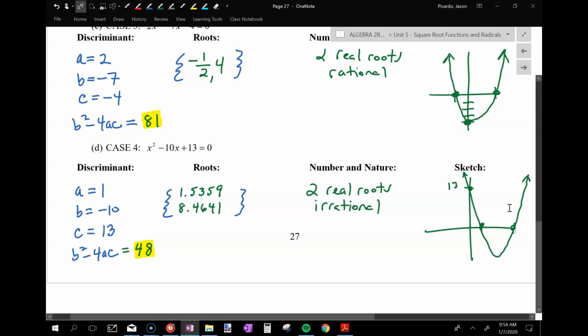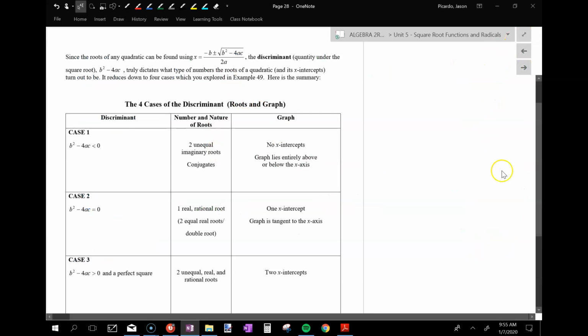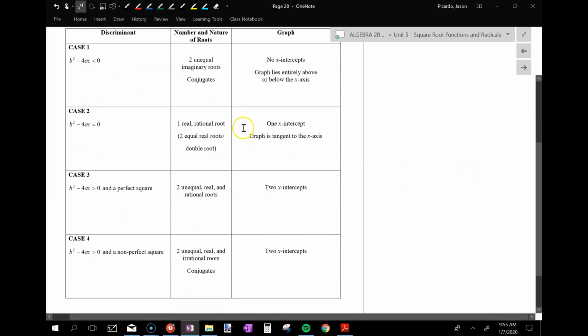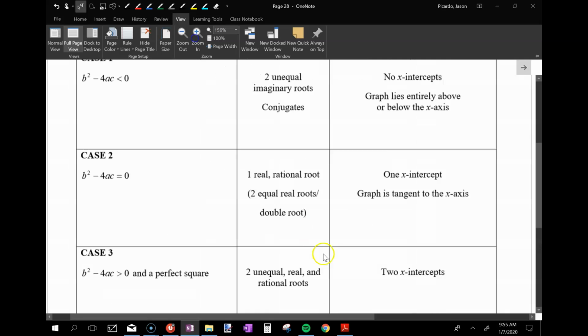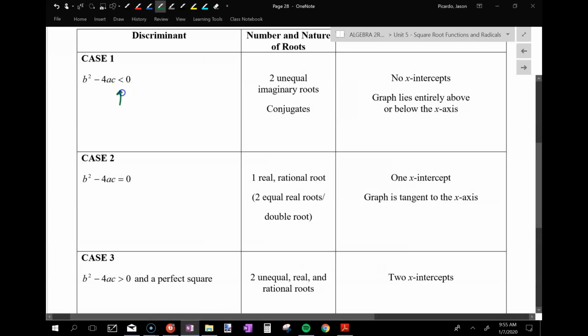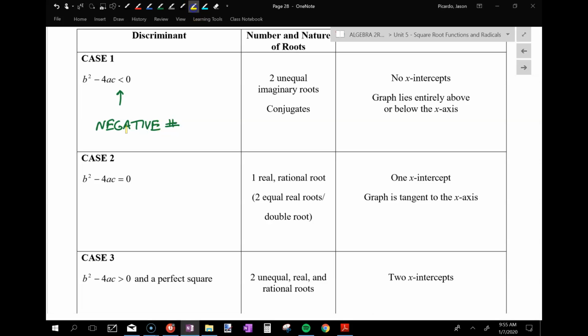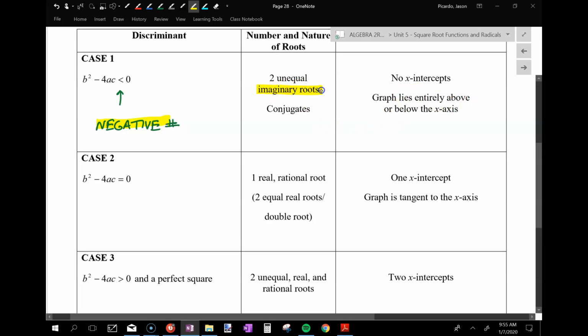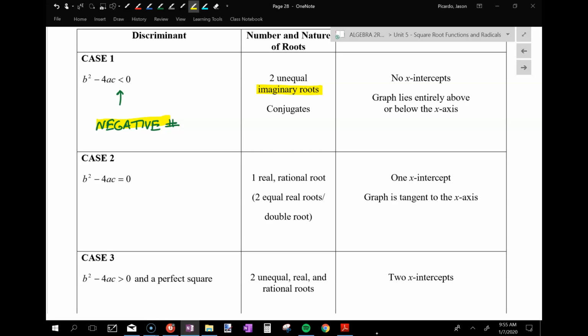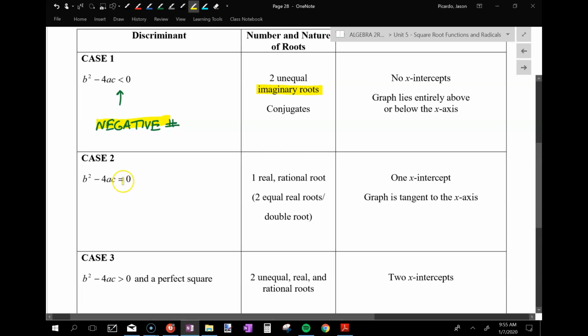So, on the next page, what I've done is I've summarized all four cases. What we have is all four cases put into this nice chart. So, this is the summary, and we're just going to add a couple of little notes to help us use this, okay? Guys, if the discriminant is less than 0, I get a negative number, right? And if I get a negative number, then that means I have imaginary roots, right?